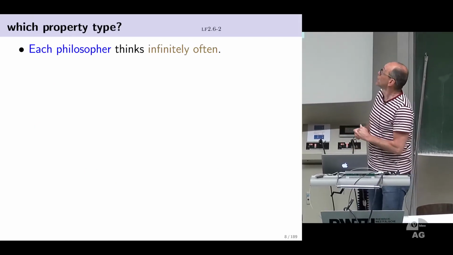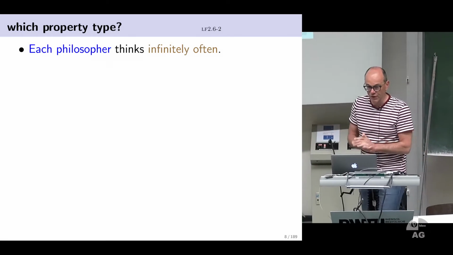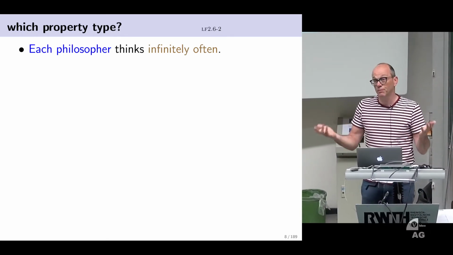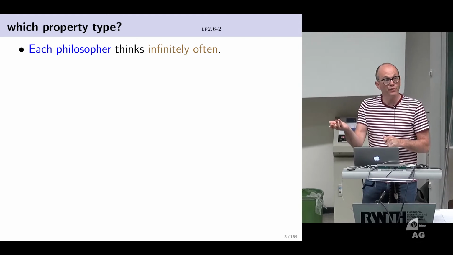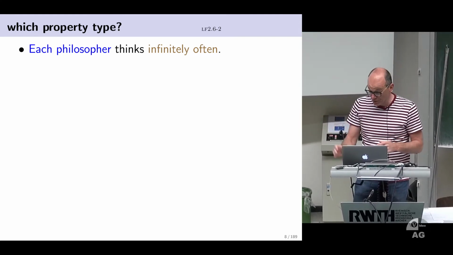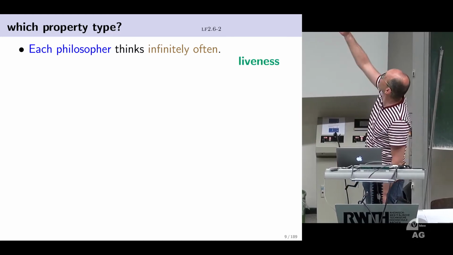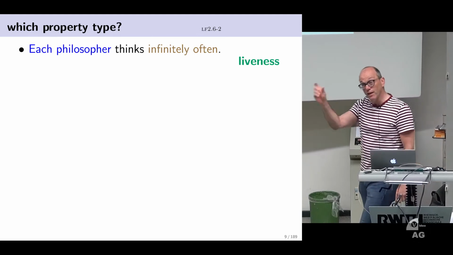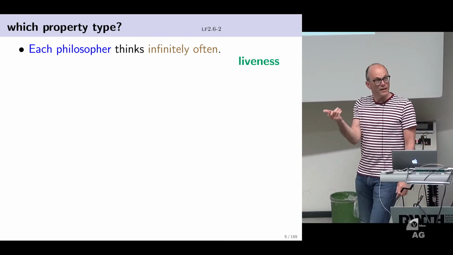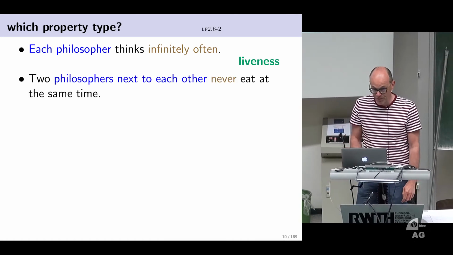Good. So important, and I think this will also be one of the things that you will be confronted with in the exercise series, is which are the property types. I already gave you this intuition. Safety properties have a finite bad prefix. Liveness properties don't have such a thing. So if you think of something like each philosopher thinks infinitely often, the fact infinitely often should make clear that a finite prefix doesn't exist. So this, by definition, is a liveness property.